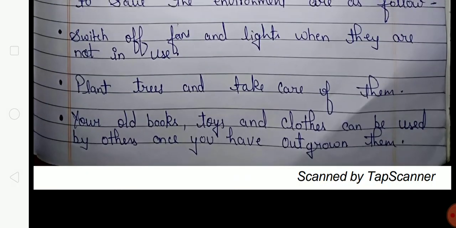So students, I hope you all understood the worksheet and you have to do these questions in your CW copy. This is your today's homework.